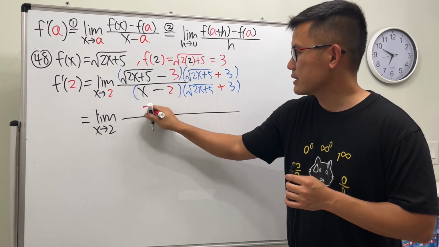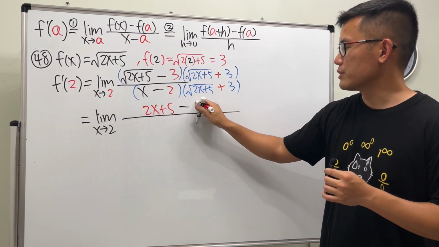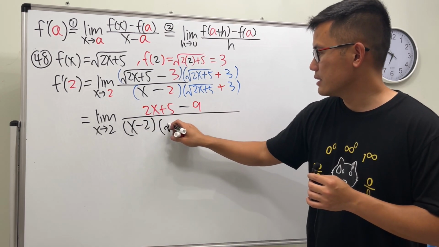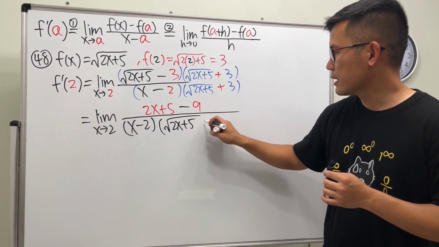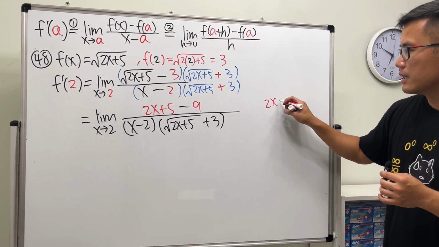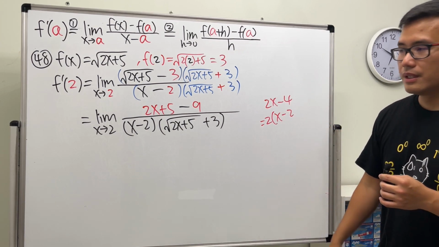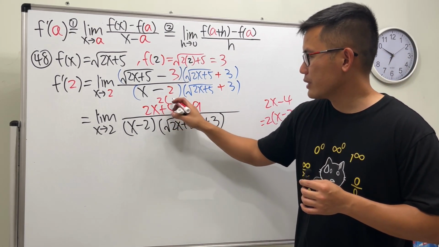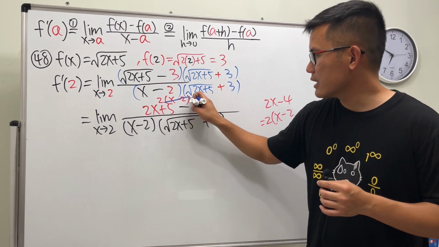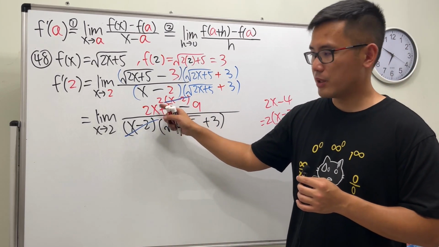Square this, so we just have 2x plus 5, and then minus 3 squared, which is 9, and then the bottom stays, so x minus 2 times all that. Alright, the top right here, let's just do it on the side real quick. That's 2x minus 4, and then we can factor out a 2, right? So it's 2 times x minus 2. Okay, and then I'm just going to cancel the x minus 2, x minus 2. Perfect.